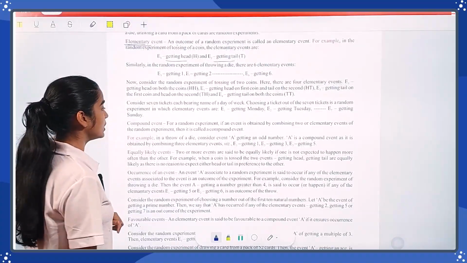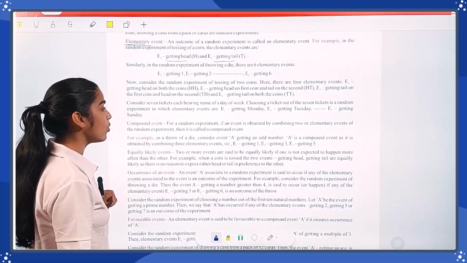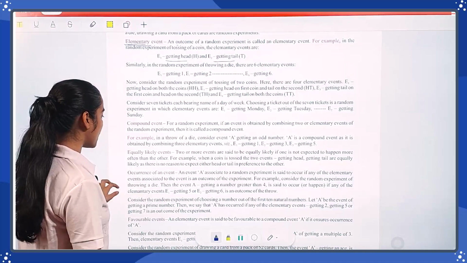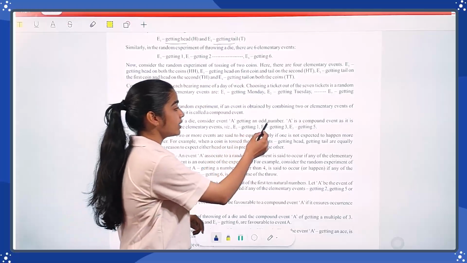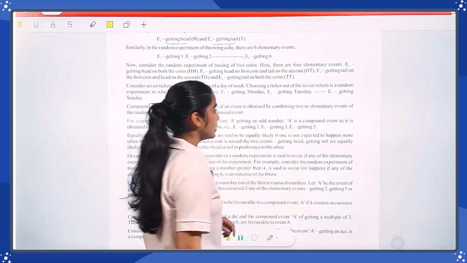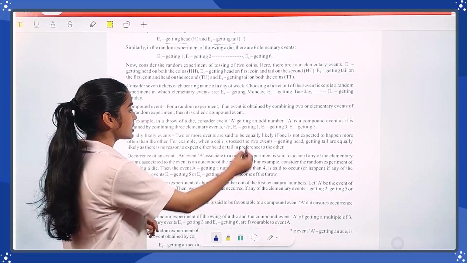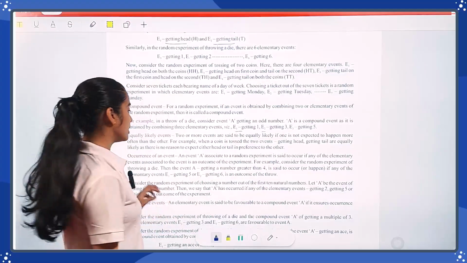Then we have compound event. For a random experiment, if an event is obtained by combining two or more elementary events of the random experiment, then it is called a compound event. For example, in a throw of a die, consider event A getting an odd number, and A is a compound event as it is obtained by combining three elementary events, which are E1, E2 and E3, because in a dice we have three odd numbers.